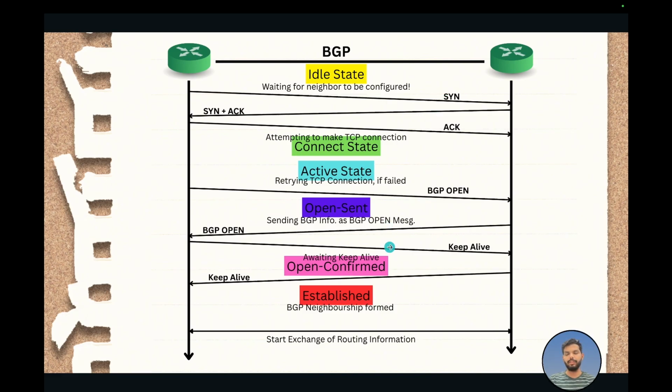Once both of the devices start to receive keepalive, they will both go to the Established state, and that means that both devices have now successfully established the connection. So the BGP neighborship is formed. Now they will start to exchange the routing information. That's literally the high-level overview of the BGP operations that will be happening in the background.